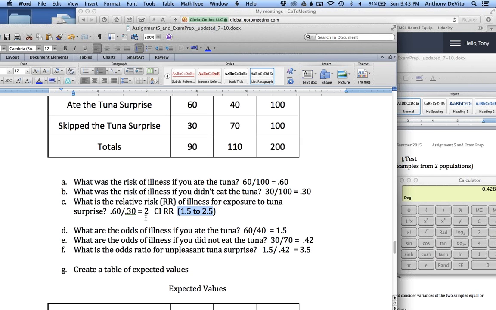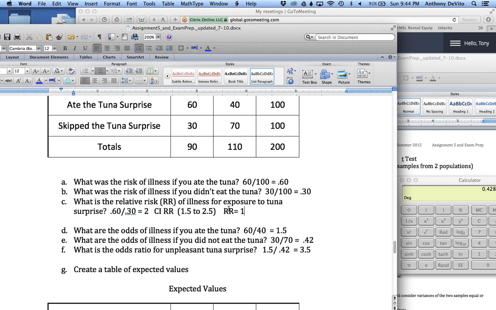We're 95% certain. And since two is inside, excuse me, if there's no difference in risk, the rate would be the same for both of them, right? If there's no difference in risk, we would expect the relative risk to be equal to 1, right? So since we know that we're 95% sure the true relative risk is between 1.5 and 2.5, we know with 95% certainty that it's different than 1.